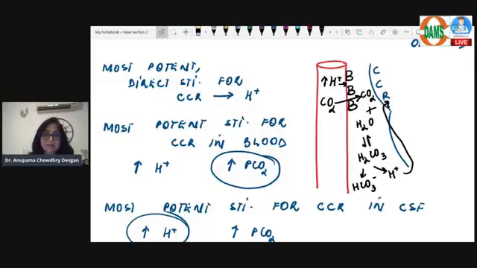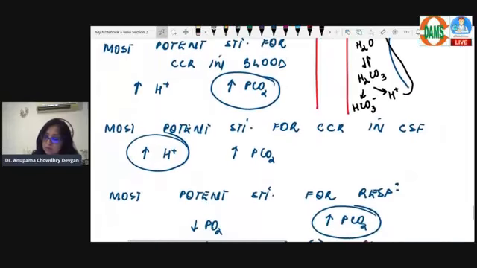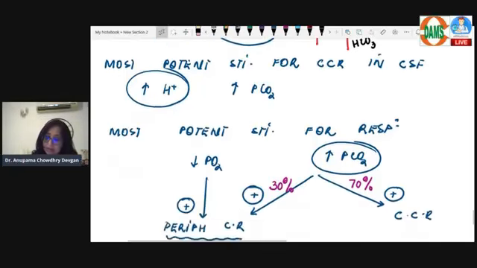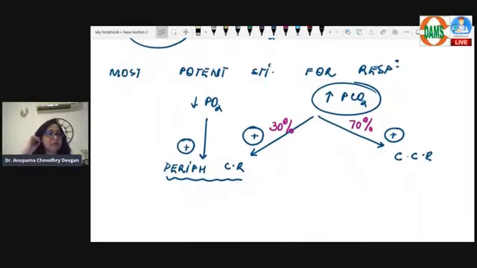Most potent direct stimulus is H+, but what is the most potent stimulus for central chemoreceptors in the blood? Increase in CO2. Most potent stimulus for central chemoreceptors in CSF? Increase in H+. H+ can cross the blood CSF barrier. It cannot cross the blood-brain barrier, right? Most potent stimulus for respiration will be increase in CO2. CO2 will affect both the central as well as the peripheral chemoreceptors, with larger effect on the central.